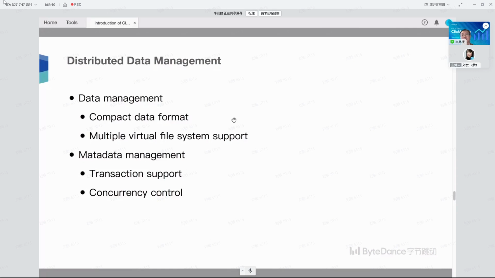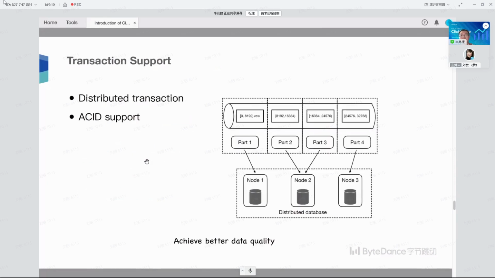And we can also extend to support more storage systems more easily. Like we can support Amazon S3, HDFS, R2, or even any cloud object store, and some more. And the second part, data management, is for the metadata itself. In the next part, I will introduce more about how we do the metadata management.